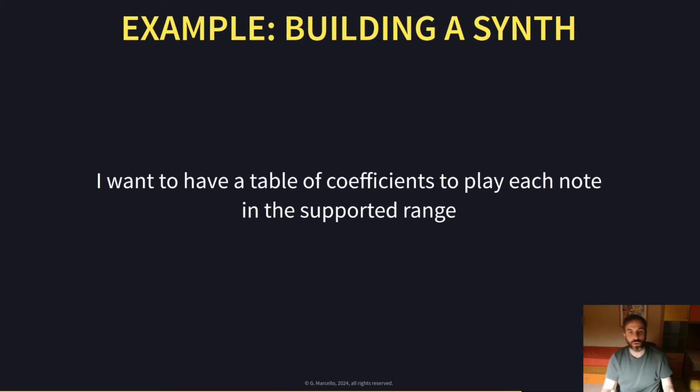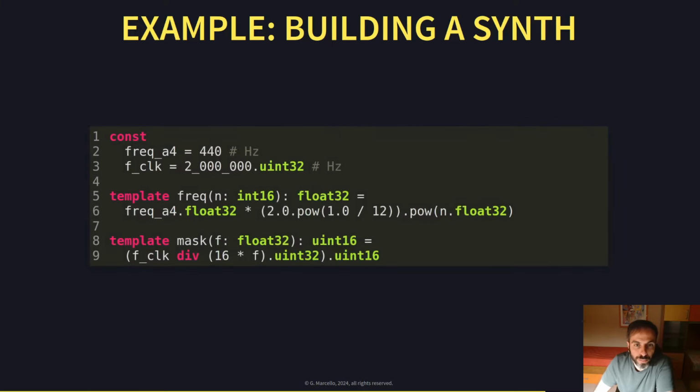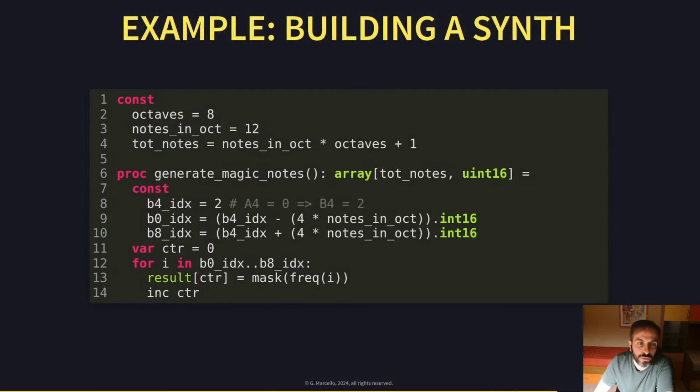So I want to have a table of coefficients to play each note in the supported range, and this is where Nim shines, one of the things Nim shines at. I can write a compile time function that will generate an array with all of these values. I implement the mathematical formulas that I introduced earlier with a couple of templates. Then I write the generate magic notes procedure. It will just use those templates, iterate over the half steps between all these notes and create this table. And that's it. That's one of the best things about Nim.